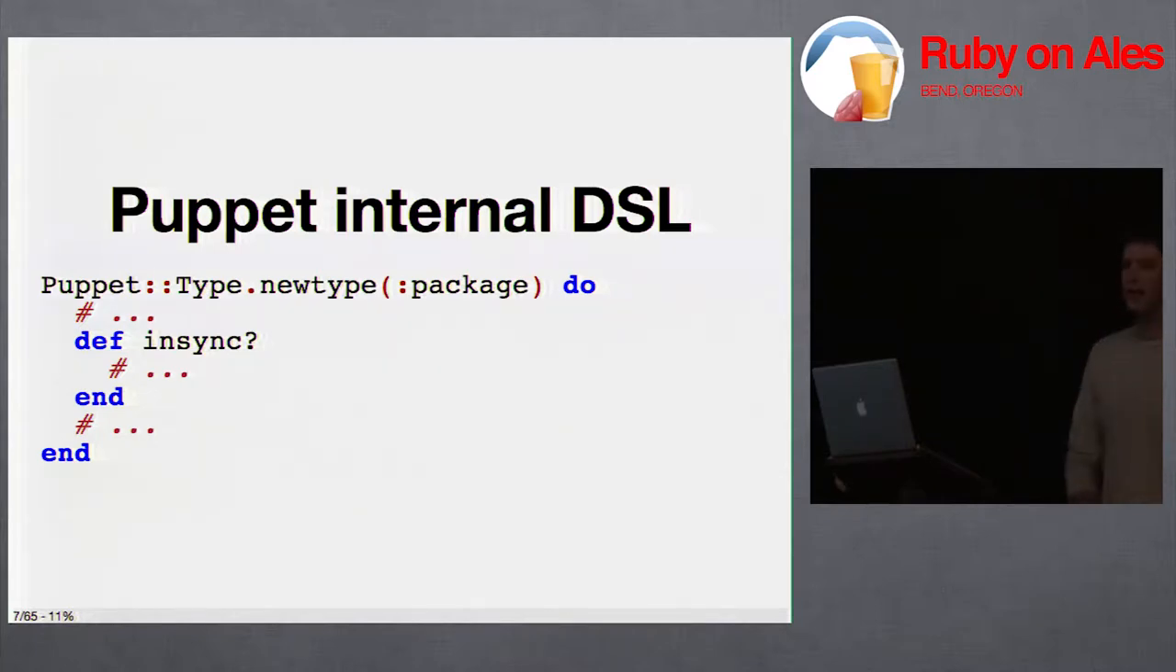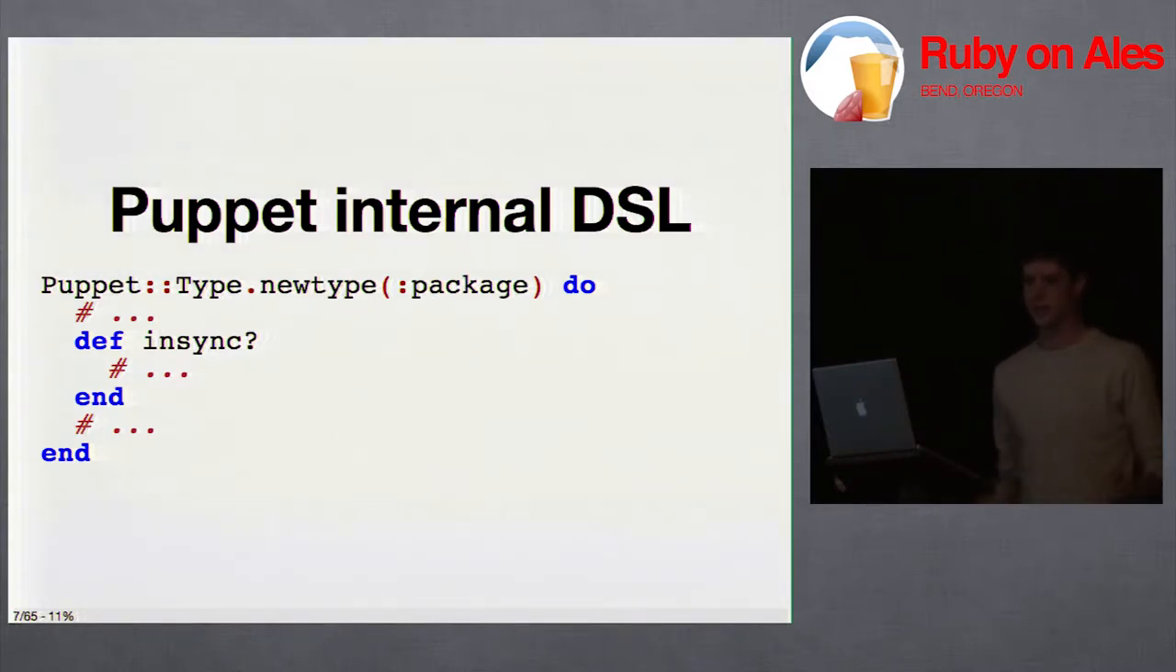So this is how the package type is introduced to Puppet. And without too much stating the obvious, you call new type and you give it a block, which is evaluated in the class scope so that it can define methods like insync. And there are many others that a type might need to define to do its work.